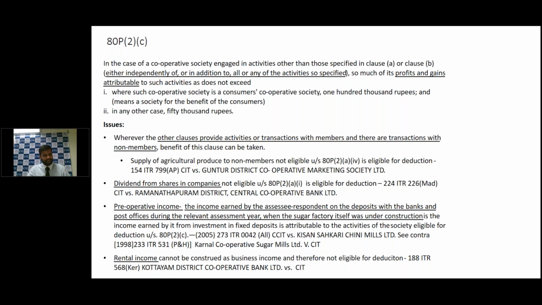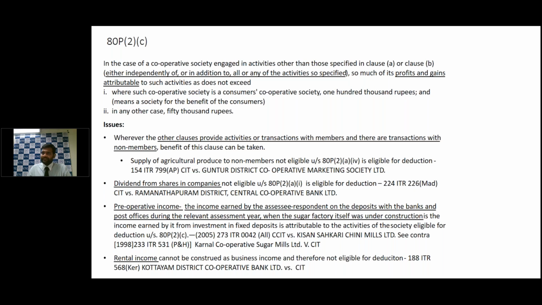Therefore, if I am a cooperative society, my business income to the extent of those activities not covered in clauses (a) and (b) will be allowed as deduction to the extent of 50,000 rupees, and in case of a consumer cooperative society, to the extent of 1 lakh rupees.